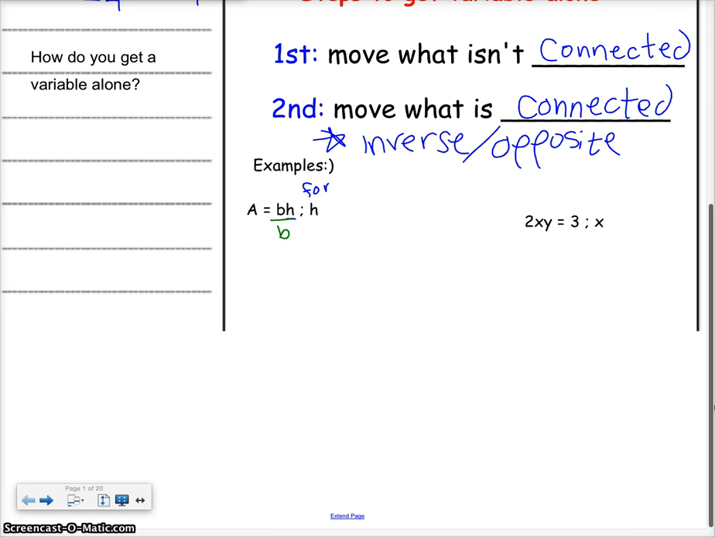Do it to both sides of the equal sign, because that's algebra. Notice that canceled the B out. Now I have H equals A over B. I'm done because H is by itself. That's my goal. I wanted to solve for H, which means get H all by itself. So this would be your answer, A over B.